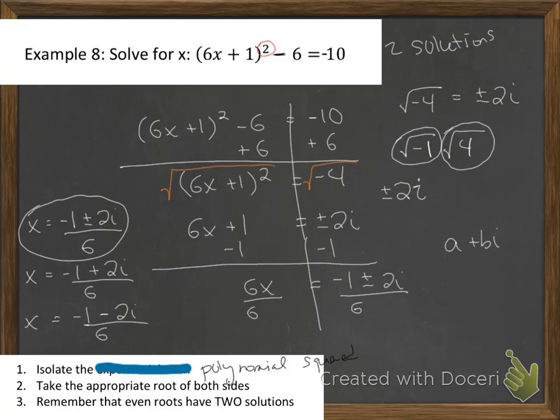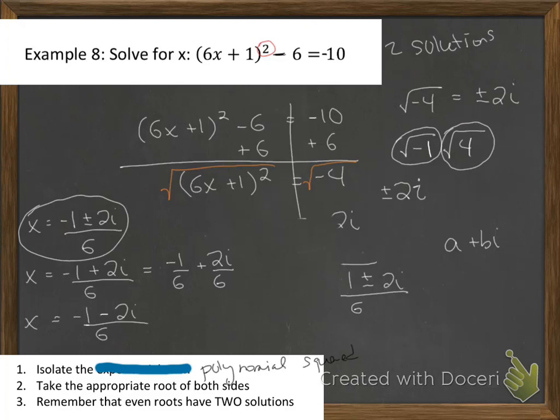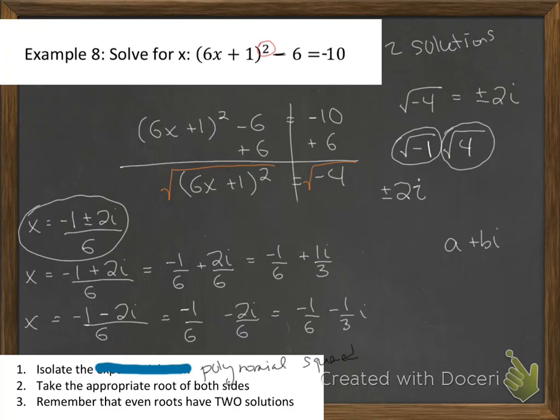So let's think about how I could write those as a plus bi. I'm going to erase, I just need some more room here. I could rewrite this as negative 1/6 plus 2i over 6. Do you see anything we need to reduce here? Well, we need to reduce that second fraction. So we would rewrite this as negative 1/6 plus 1i over 3, or i over 3. Likewise here we would have negative 1/6 minus 2/6i, which becomes negative 1/6 minus 1/3 i.